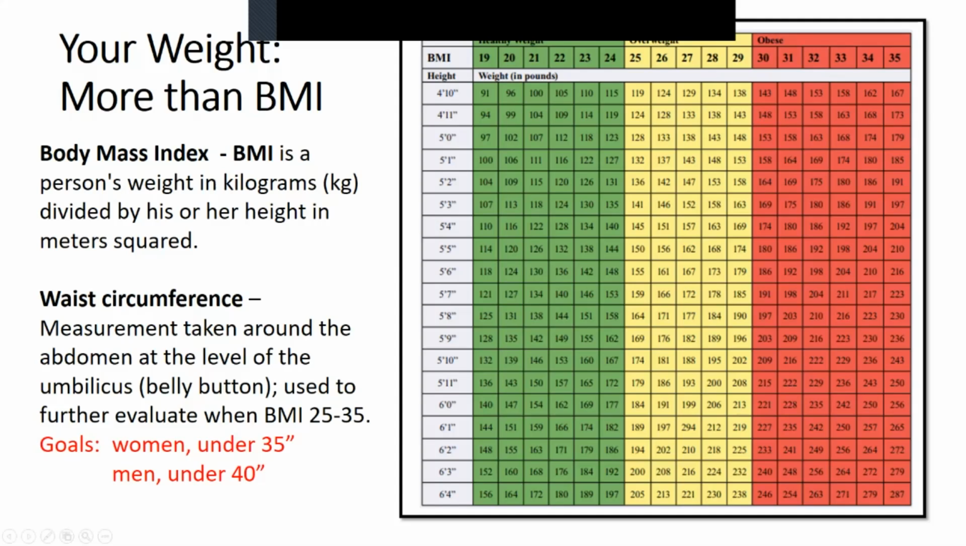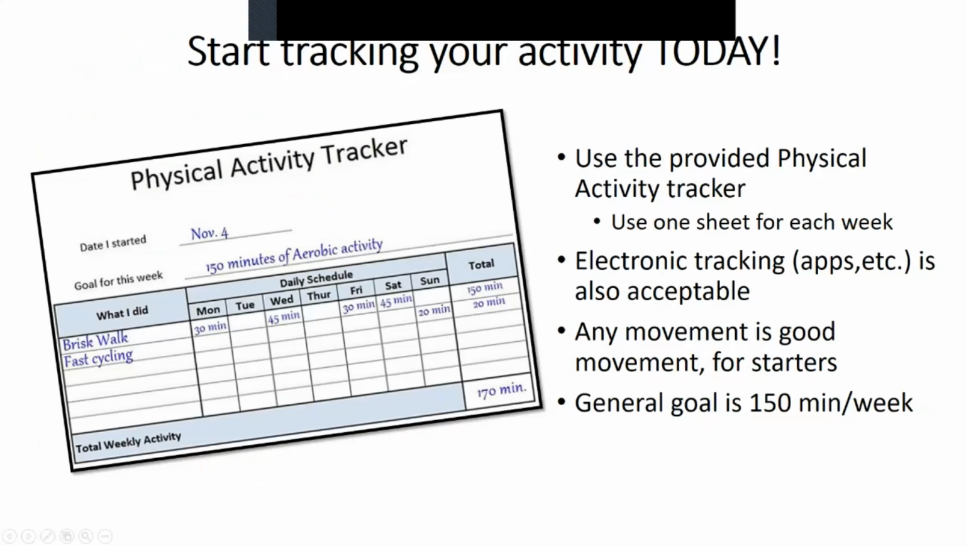The other numbers, so not just so much the total weight, but also how it's distributed throughout the body. So women under 35 inches and men under 40 inches, that's what we're looking for in terms of lowering our risk for heart disease. And then lastly, and again, one of the most important factors, because it's something that's generally underreported and underemphasized in many education programs, and that is physical activity.